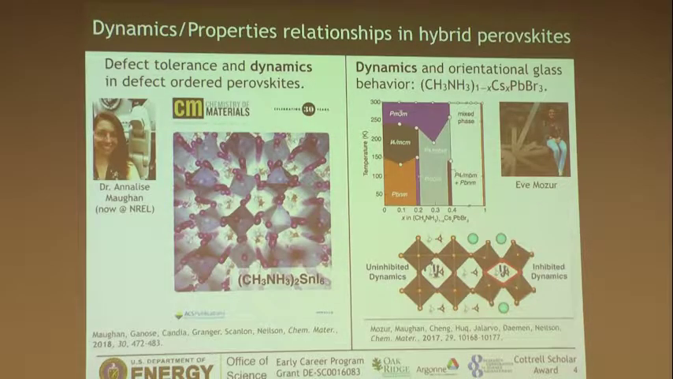In some of our work, we've looked at anharmonicity and different types of defect-ordered perovskites. In this paper, we actually took advantage of some X-ray pair distribution function data collected at 11-ID-B. And Eve is still with us. Annalise has actually moved on as a director's postdoctoral fellow at NREL. And Eve is still working on some of these systems.